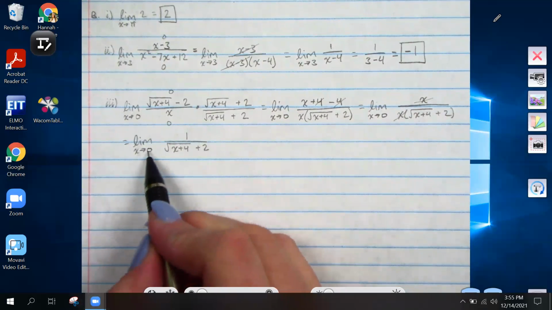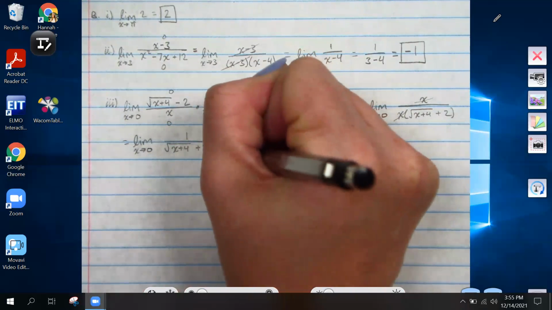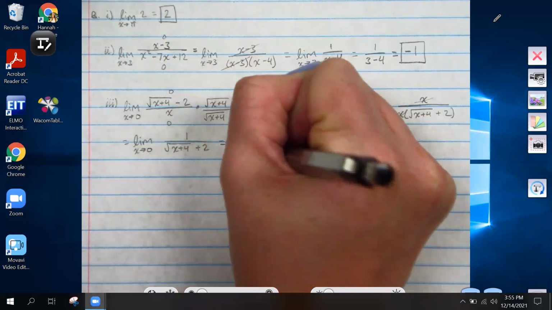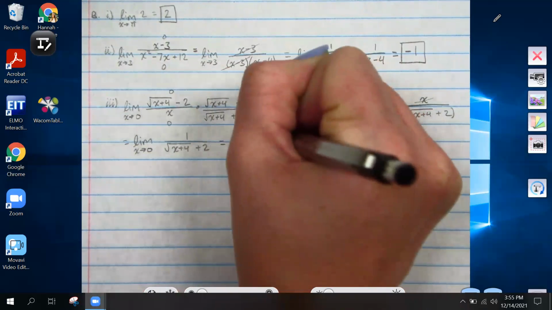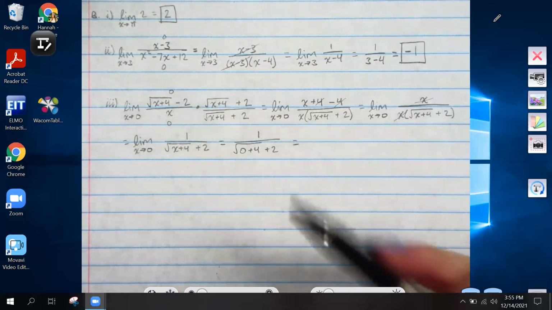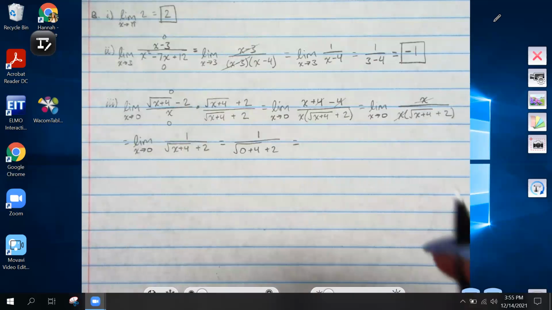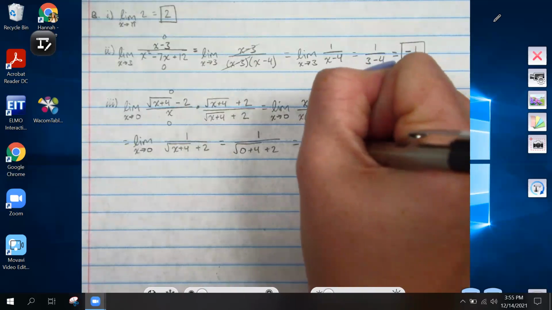Now we can try plugging in 0 again. One over the square root of 4, which is 2, plus 2 is 1 over 4.